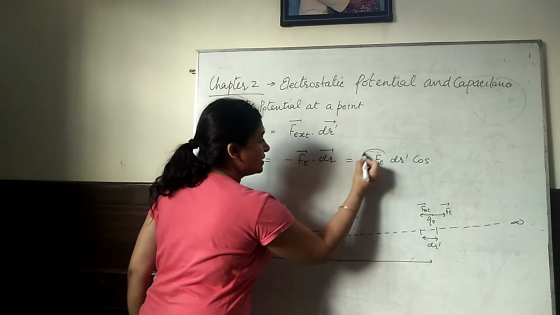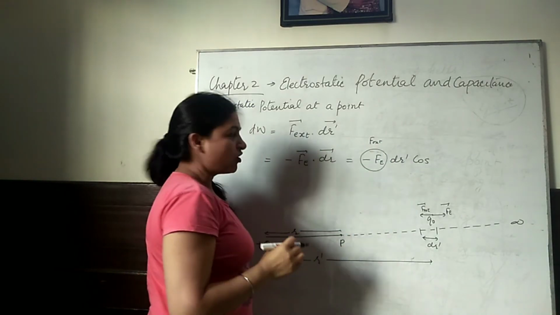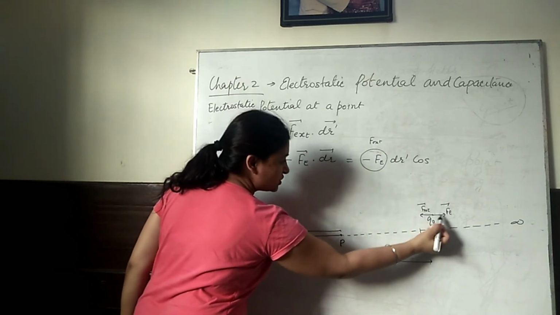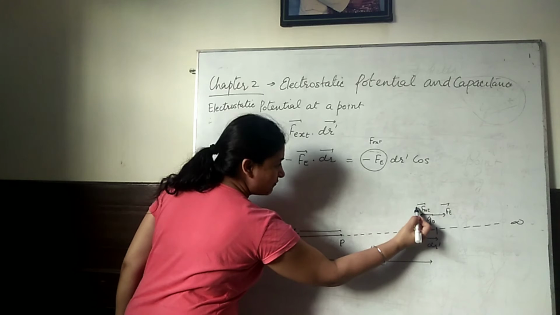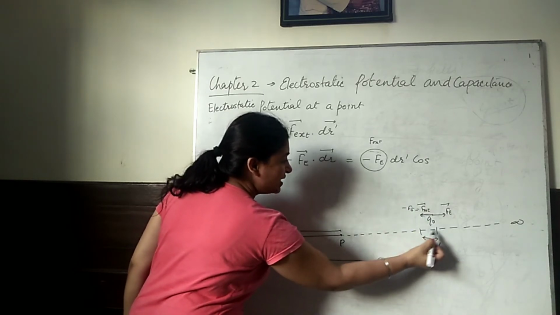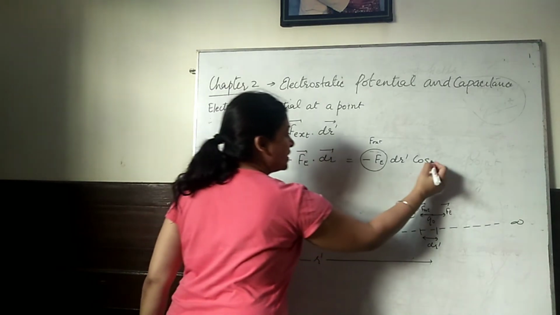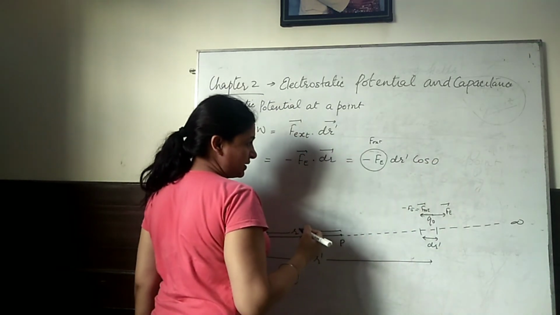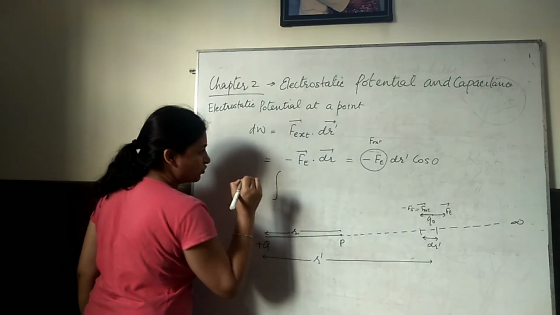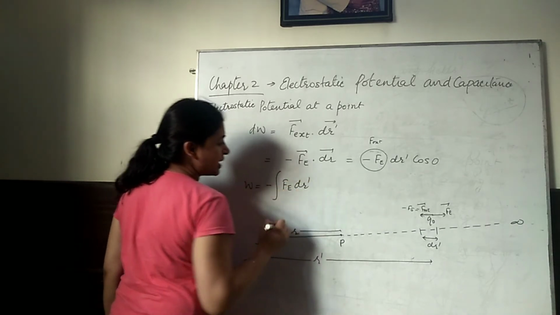You see, this is F external. F external is equal and opposite to Fe, so F external is minus Fe. You can see minus Fe and the displacement dr dash of the charged particle are in the same direction, so we can say a 0-degree angle here. So total work done, let us try to find out. That would be the integration of minus Fe dr dash.